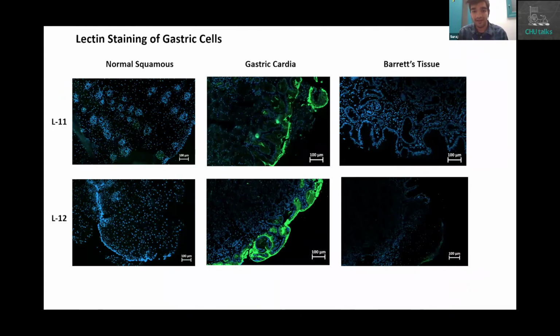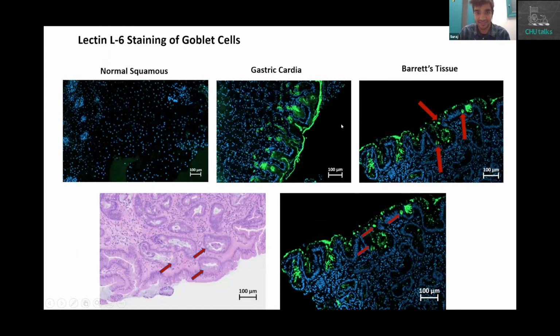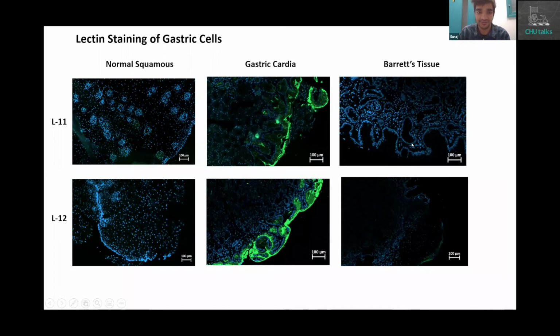So we did have other lectin stainings, as I've previously stated. We did get some lectins that stained only the gastric cells. So they did not stain Barrett's tissue at all, and neither did they stain normal tissue, but they only stained gastric cardia, which you can see in green intensely here. So this could potentially be useful as well in conjunction with this lectin, because this one stains both the stomach and the Barrett's. And in this case, it's only staining the stomach or the gastric tissue.